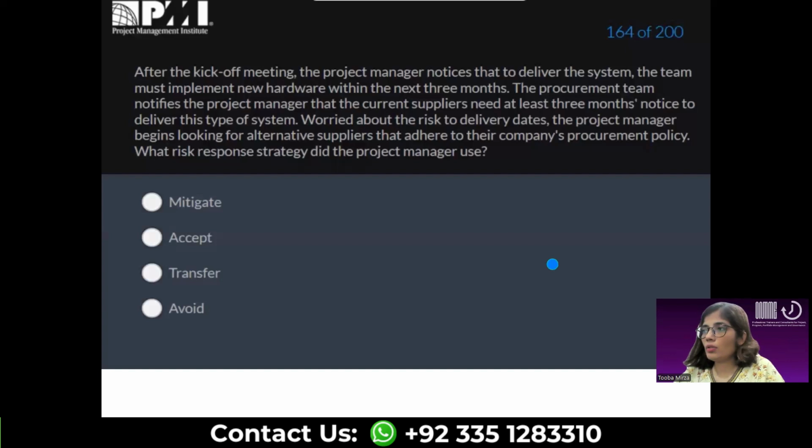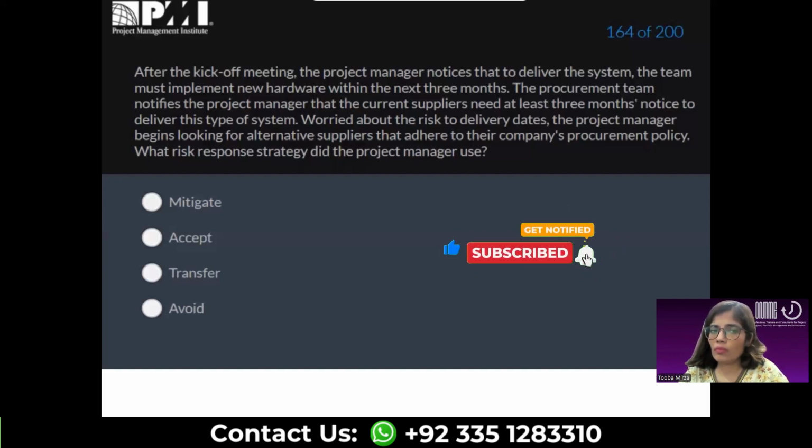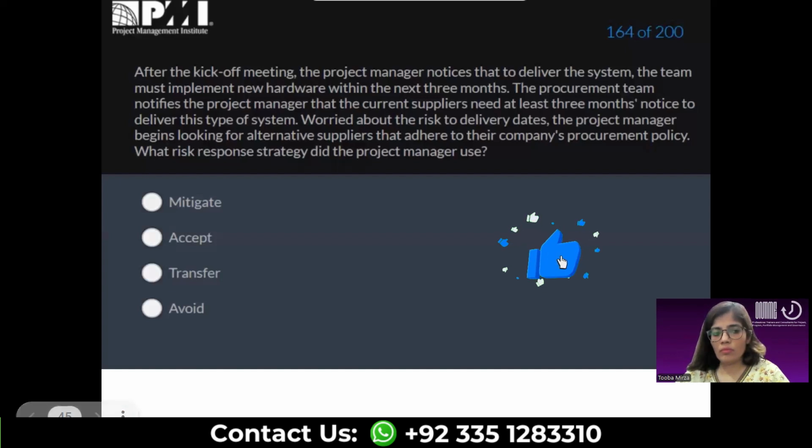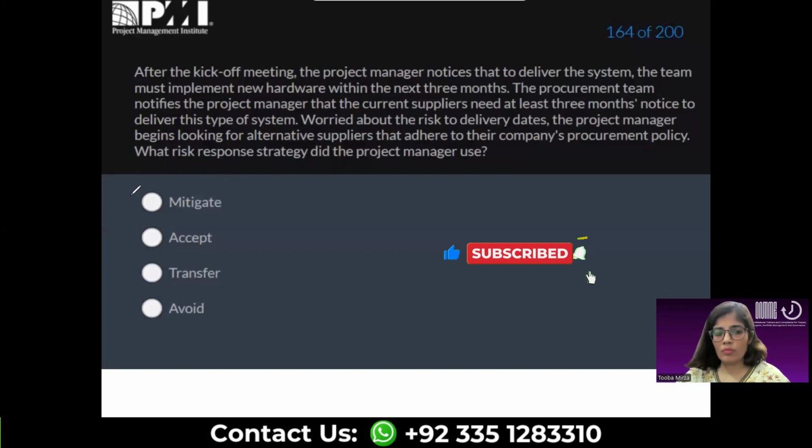My answer is A, because at this stage he has not refused the first procurement guy, and he is looking for the second one. If he straightforwardly rejected the first one, then we could go for avoid. But at this stage, he has not taken any decision with the first one, and he is looking for the second one. So, in the meantime, he is mitigating the risk. Once he adopts the second procurement guy, then he will avoid that.